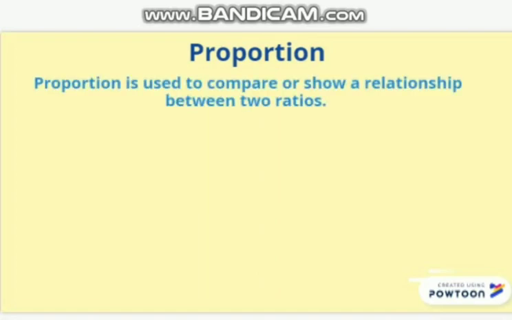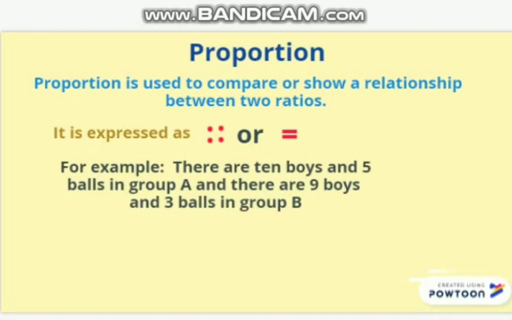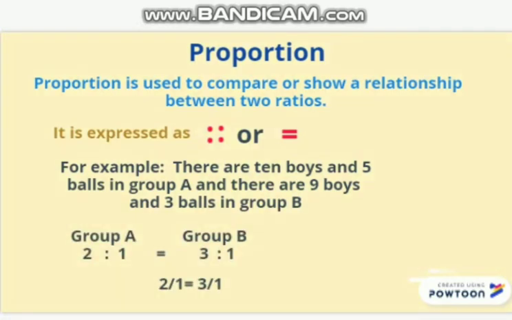Proportion is used to compare or show a relationship between two ratios. It is expressed as a double colon or sign of equivalence. For example, there are 10 boys and 5 balls in group A and there are 9 boys and 3 balls in group B. Then we can write it like this also. It means that in group A, for every 2 boys there will be 1 ball, and in group B for every 3 boys there will be 1 ball. We can find out the fourth value of proportion if we know the 3 others. Let's see how we can do it.